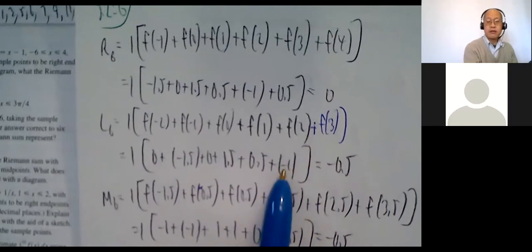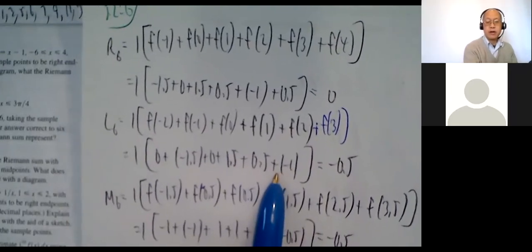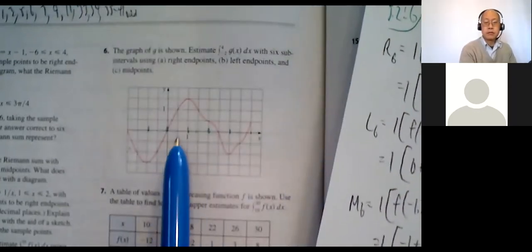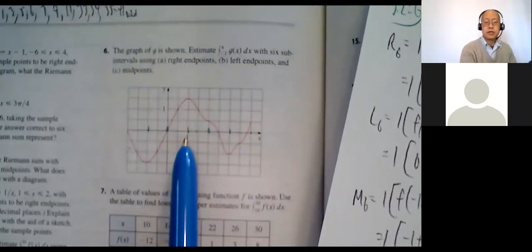And f of 3 is -1, 0.5, and -1. Okay, so that comes out to be -0.5 this time. Okay, choosing the left endpoints.